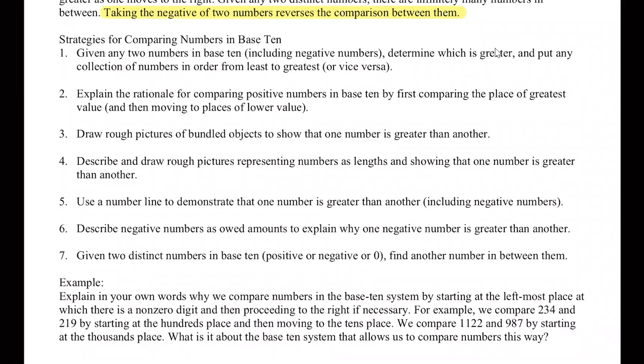Number lines we talked about. Amounts owed, I got into that earlier. Given two distinct numbers in base 10, find another number in between them. The concept of betweenness is so easy that it confuses people, right? The idea of, all right, give me a number in between 1 and 11. They're not going to have 7. Right, exactly. Now give me a number in between 1 and 2.